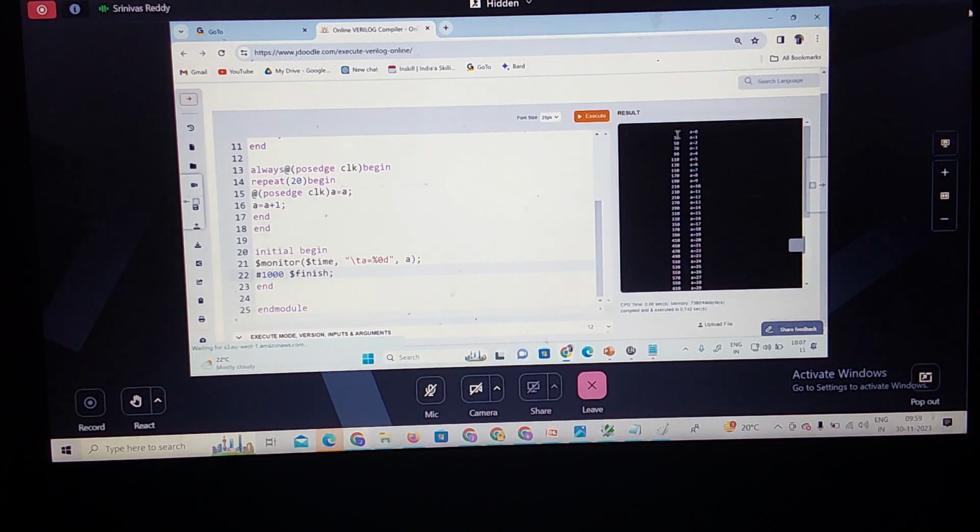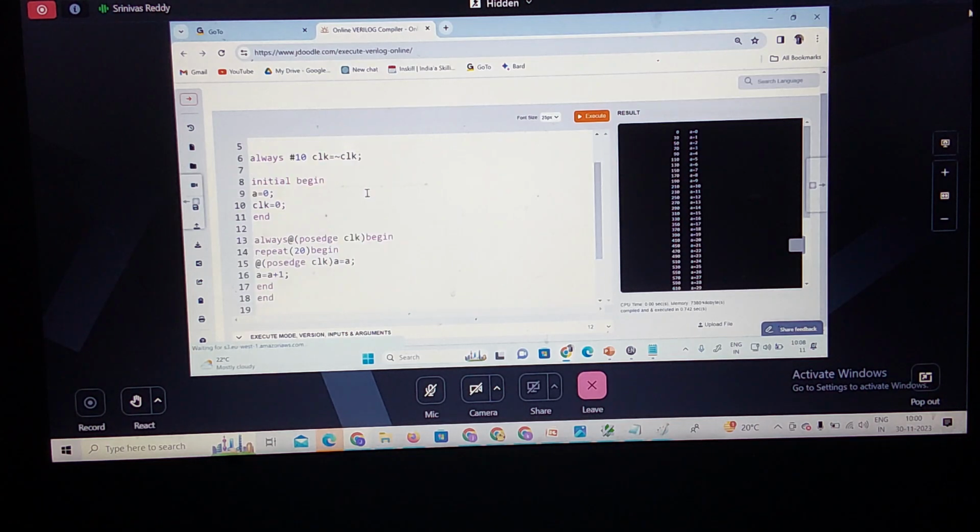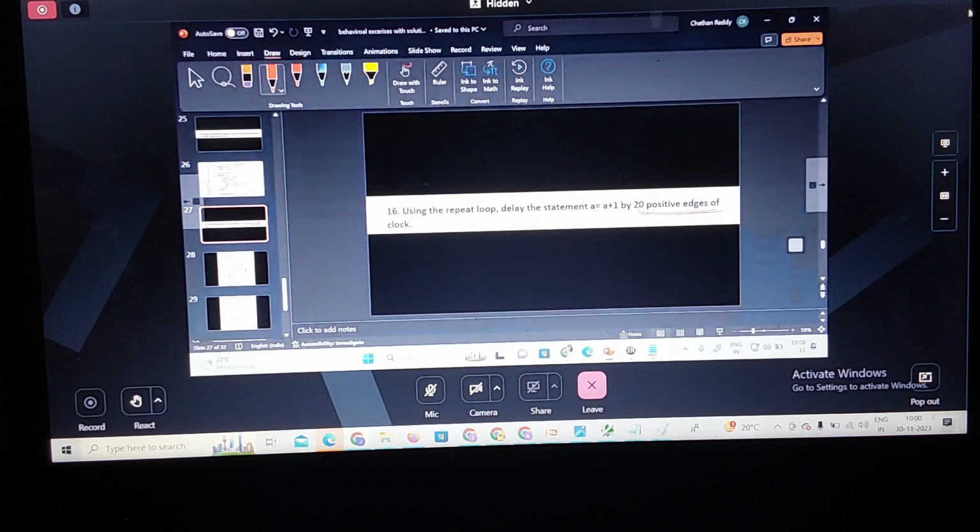Now you can see this is working now. Initially at time t is equal to 0, A is equal to 0. When the positive edge comes, the time period we have given is 10, so the positive edge comes at 30. Then when the output is changing at 50, 50 minus 30 means how much? 20. So I think this should be 20 time periods, not 20 positive edges. Correct.